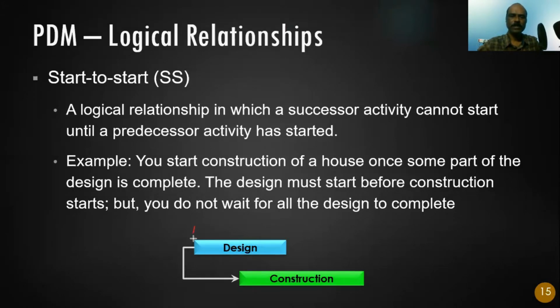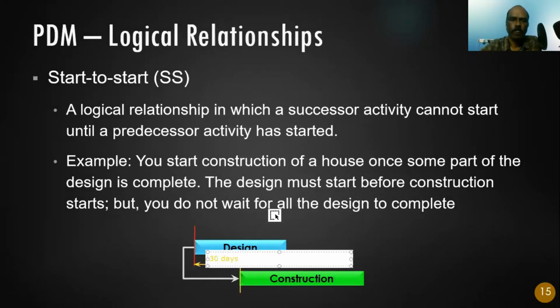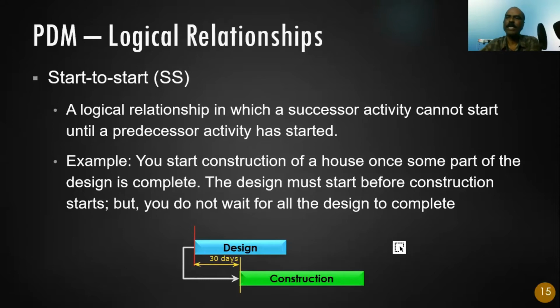Normally what happens is there is a gap between this and this. And then we say, okay, let's take, for example, let's say 30 days. Let's say 30 days. All right, let's say 30 days. So I need 30 days.